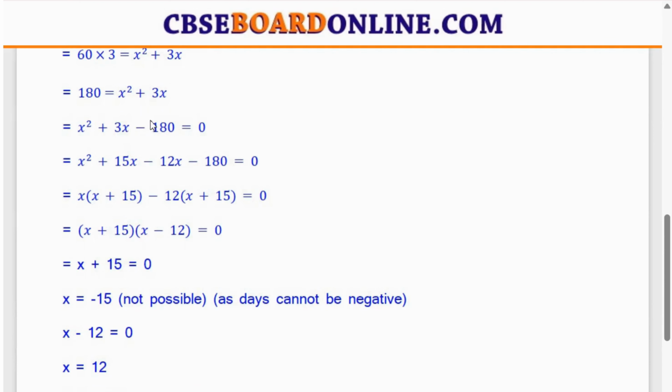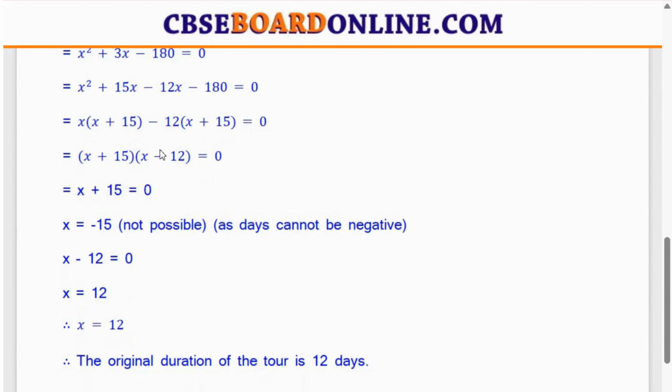So for 3x, we are simply going to find the LCM of 180. If you take out the factors of 180, you would get 15 and 12, right? 15 multiplied by 12 is what? It is 180, and 15 minus 12 is what? 3. Got it? So we have to write it likewise. Now if you solve this, you would get x plus 15, another bracket with x minus 12.